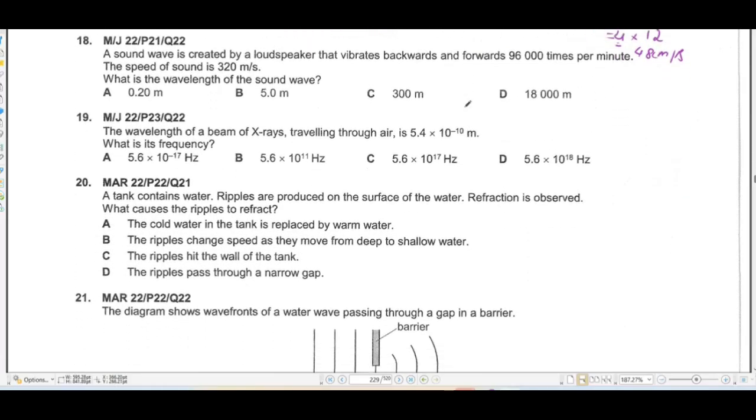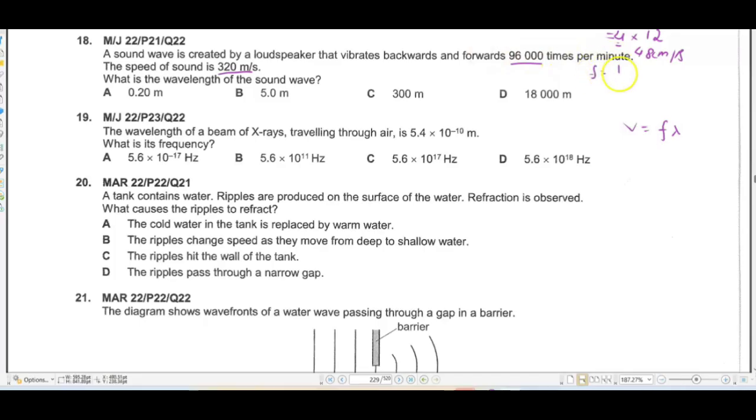Question number 18. A sound wave is created by a loudspeaker that vibrates backward and forward 96,000 times per minute. The speed of the sound is 320 meters per second. What is the wavelength of the sound? Again we have to use the formula V is equal to F lambda. We have the speed, but we don't have the frequency, but we have it that it's 96,000 times per minute.